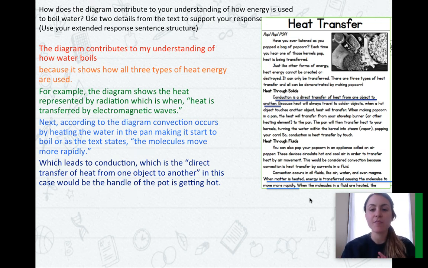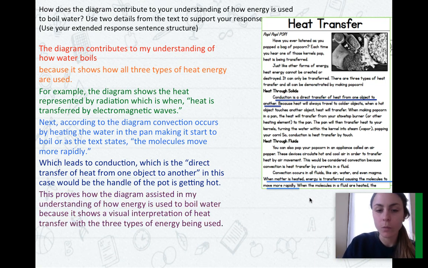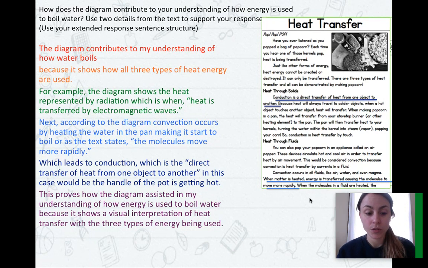And now, I have my restate and answer, which are in red and orange, and then I have my details, evidence, and support that are in green, blue, and then a darker blue. And then now I have the most important part, which is my analysis statement or my conclusion statement, where it ties everything together. This proves how the diagram assisted in my understanding of how energy is used to boil water because it shows a visual interpretation of heat transfer when the three types of energy are being used.